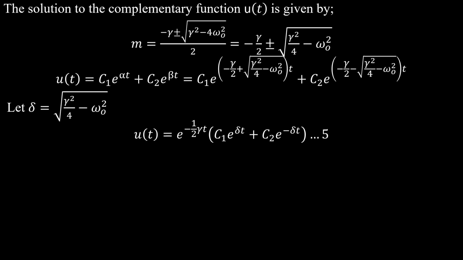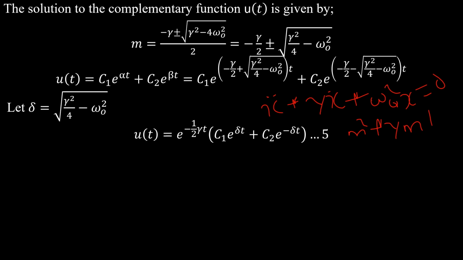First of all, solving the auxiliary equation of x double dot plus gamma x dot plus omega naught square x equal to 0. The auxiliary equation is going to be m square plus gamma m plus omega naught square equal to 0. So that's our auxiliary equation, of which the solution is this. So this is the solution for the complementary function.